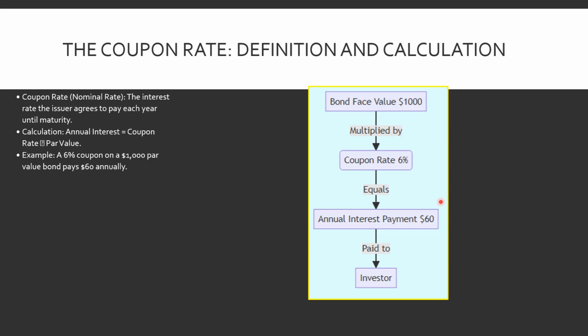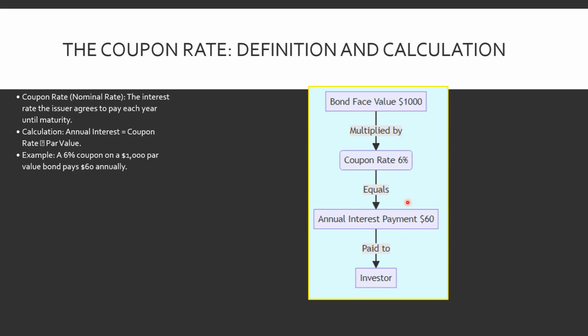This is the interest rate that the bond issuer promises to pay you every year until the bond matures. To figure out exactly how much money you will receive, you simply multiply the coupon rate with the bond's par value or face value, which is usually the face amount, also known as par value or capital. For instance, if you hold a bond with a par value of $1,000 and the coupon rate is 6%, the issuer will pay you $60 as interest per year.